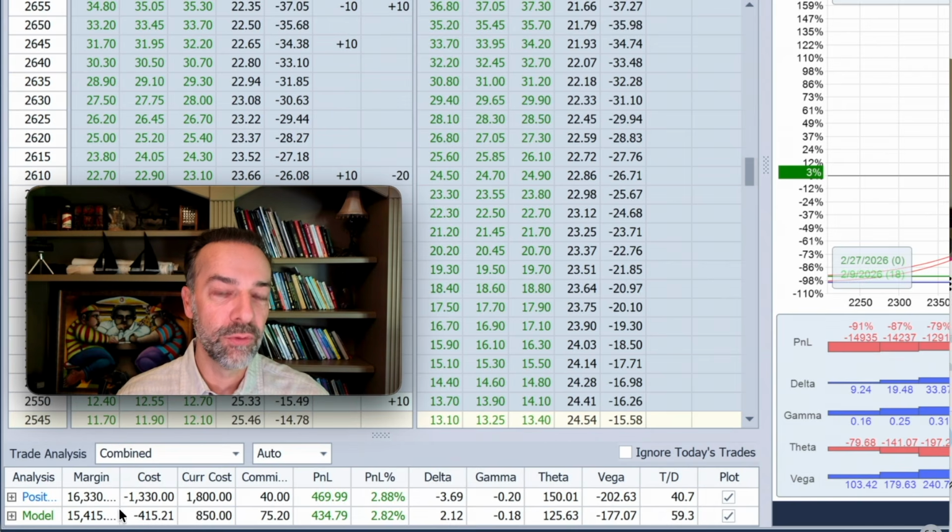It's a little bit easier to see with real numbers here. So my risk went from $16,330 to $15,415. I now had about $900 less at risk in this position. If the market were to go way up, instead of losing $1,330, I would only lose $415 if I did nothing about it. So I've decreased risk on both sides of the position.